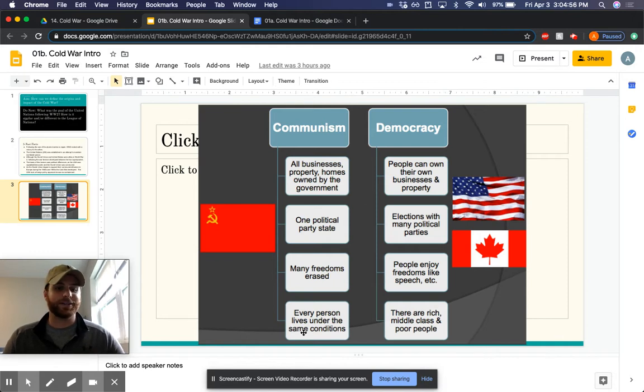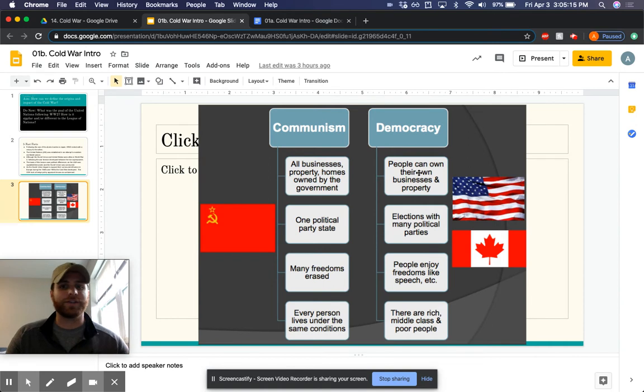Communism in its ideals, Marx's ideas on communism are very much based on equality. Everyone should have the same. If that actually plays out in society, is a whole nother question. Okay. But the ideals of communism can be seen here.